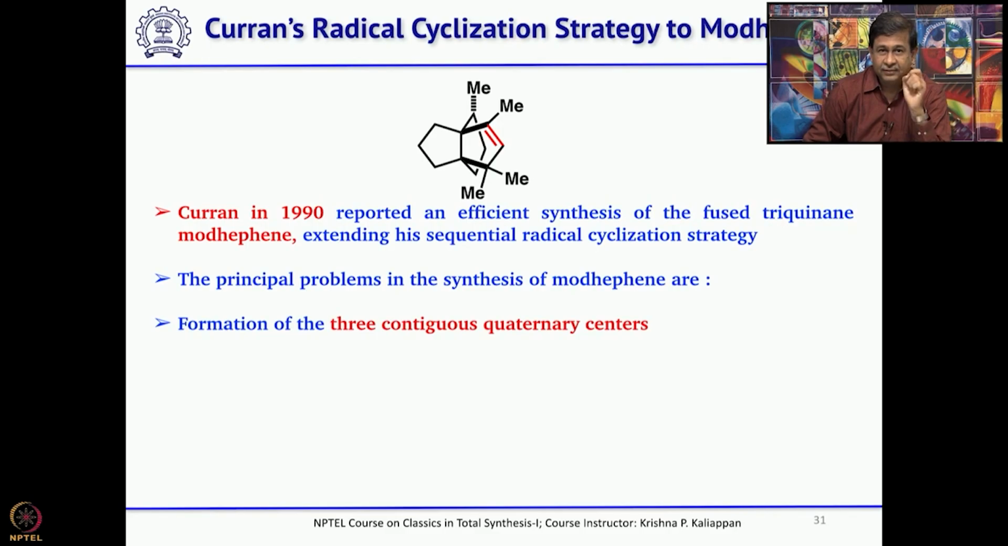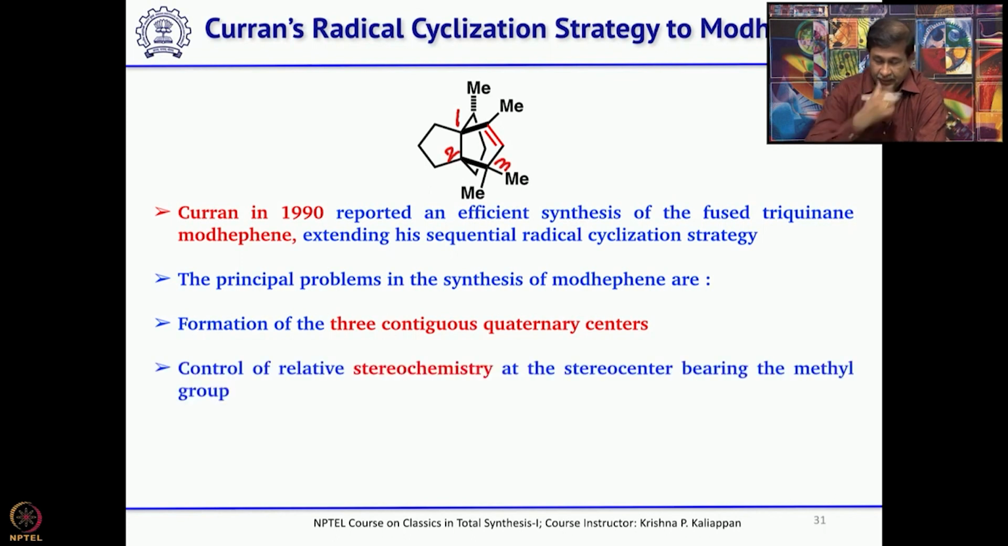One, there are 3 contiguous quaternary centers in modhephene, 1, 2 and 3. So it is not that easy to form 3 contiguous quaternary centers using tandem radical cyclization. This is a big challenge. Then you also have an equal number of chiral centers, 1, 2, 3. 3 chiral centers are there. Okay, and particularly the chiral center with a methyl group, that is not that easy to fix.